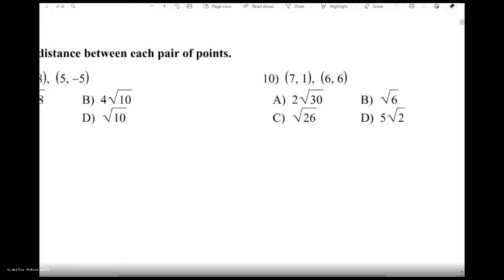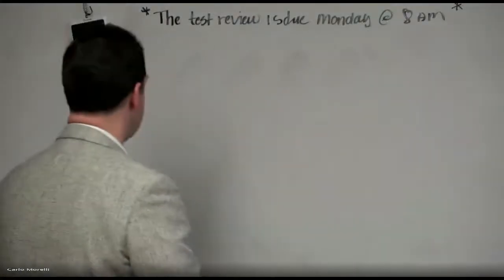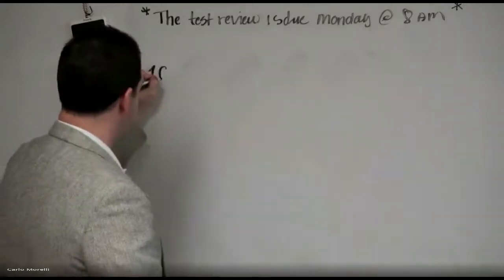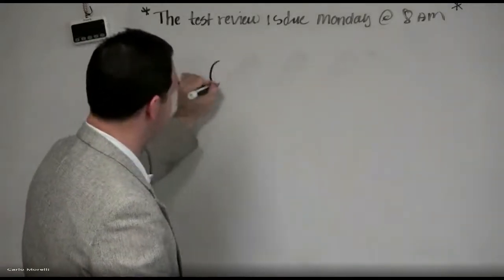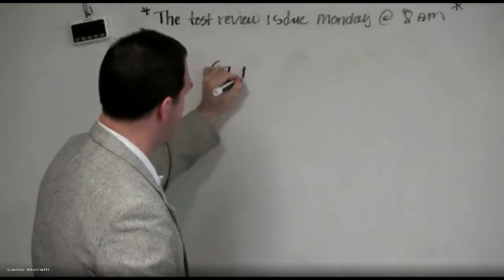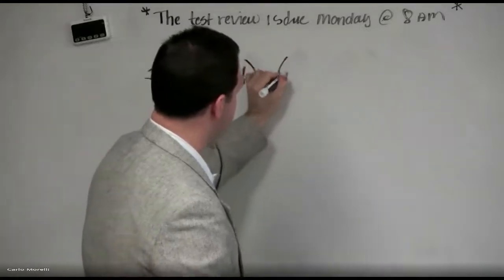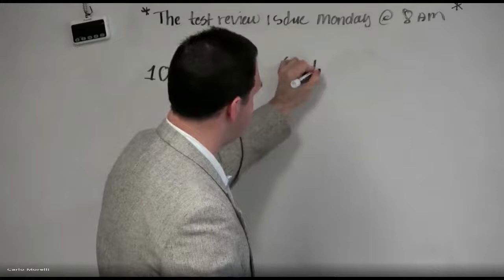Let's take a look here at number 10. It'll be the last problem for today. Seven comma 1 and 6 comma 6. Okay, so for number 10, we're going to find the distance between 7 comma 1 and 6 comma 6.